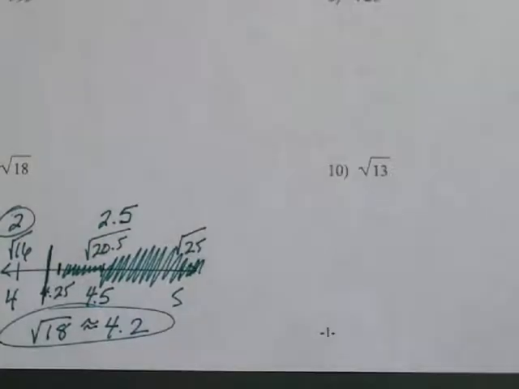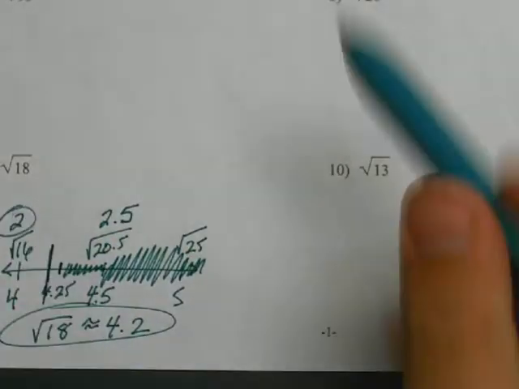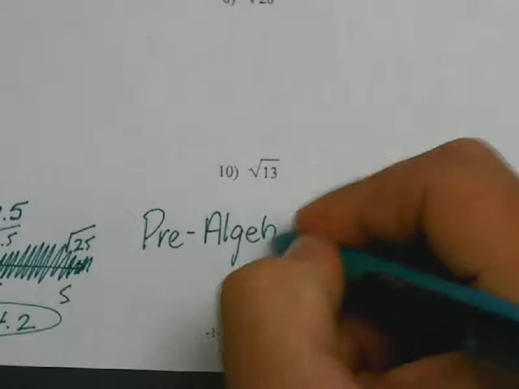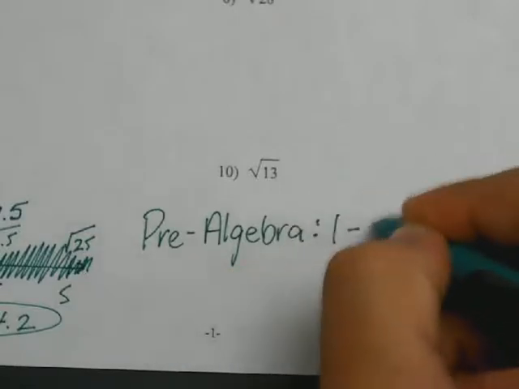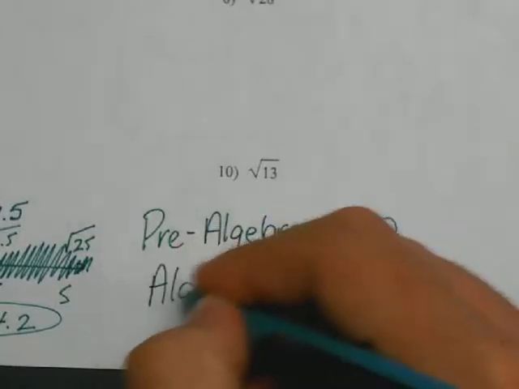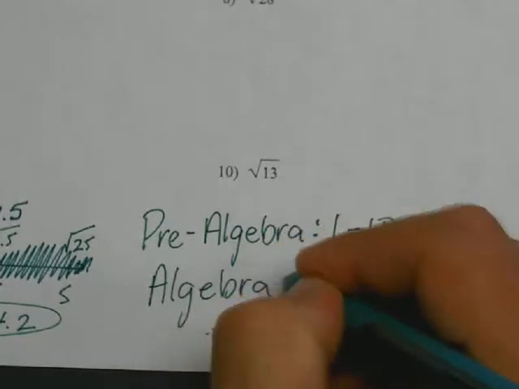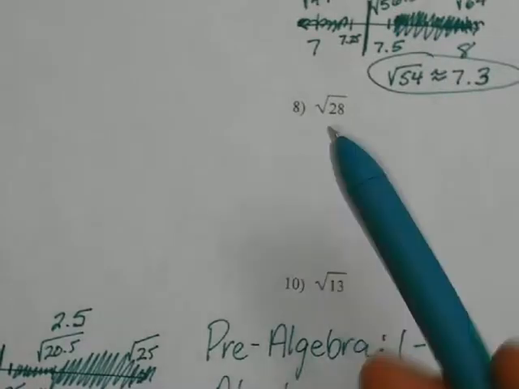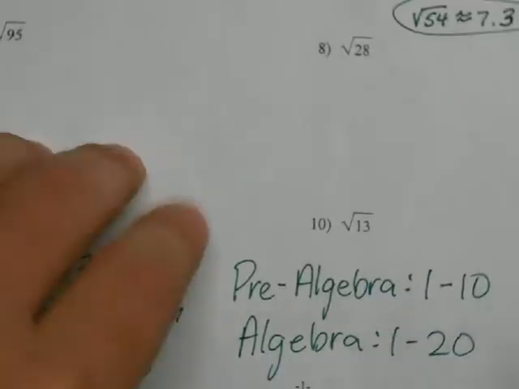Now, pre-algebra class, you all have 1 through 10. Okay, you guys have 1 through 10. And then my algebra class with this, you guys actually have 1 through 20. All right. So I'm going to work a couple on the back. So pre-algebra people, you guys can just finish this front side up. I've worked 3 for you. And then algebra people, I'm going to work maybe 1 or so on the back.